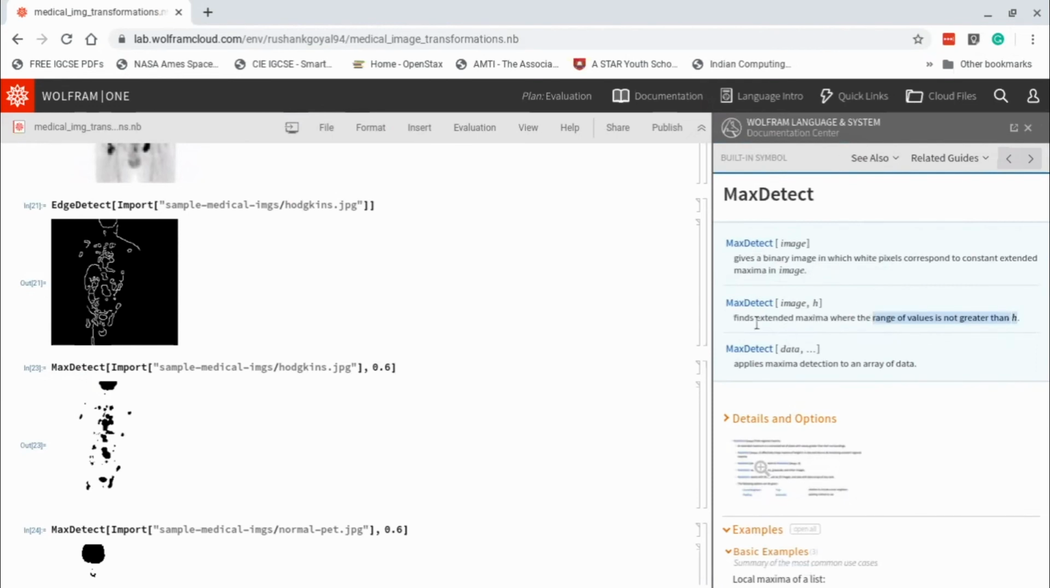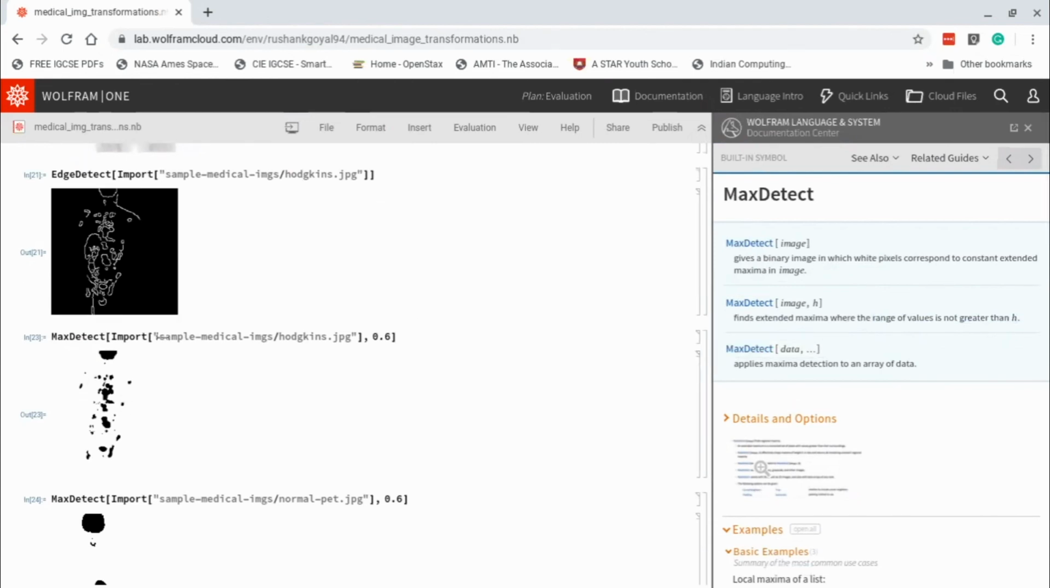So it finds the maxima, which is basically the plural of maximum. It finds those regions where the value is not greater than h. That's basically what max detect does. And this I kind of refer to as the threshold, although that's not the technical term.